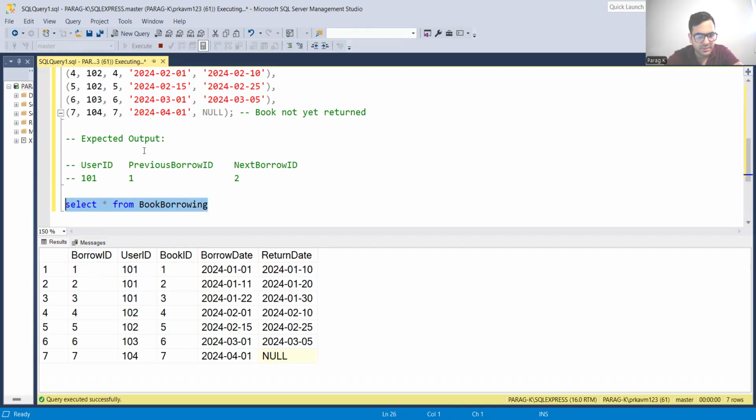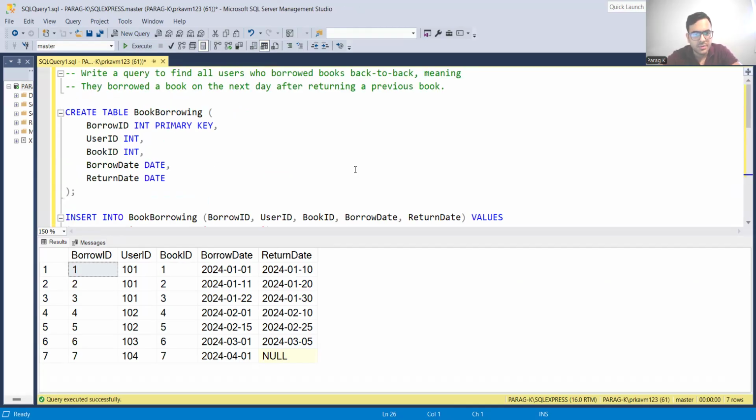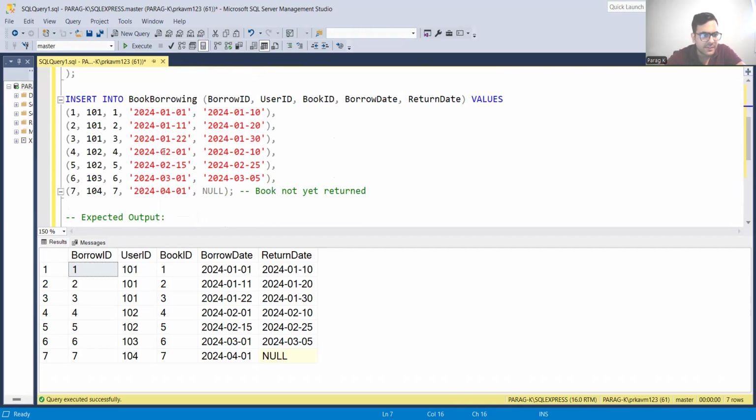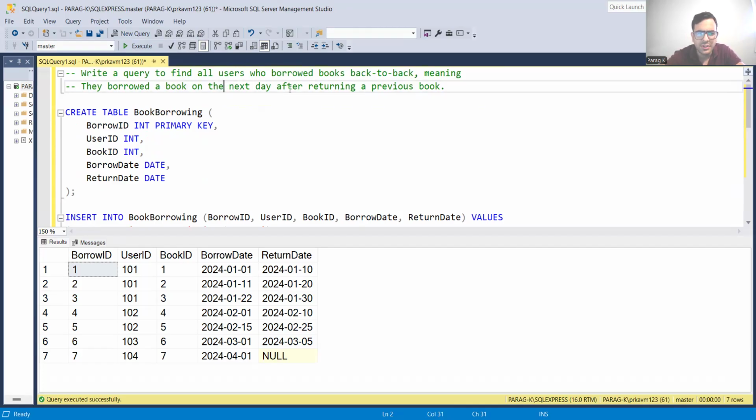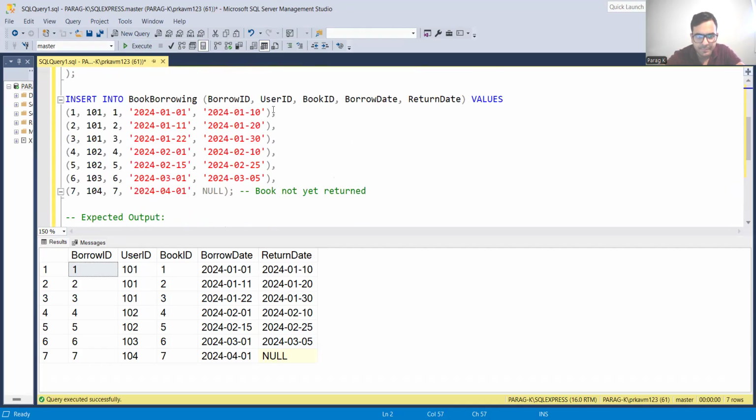Okay, so this is the table that we have. What does the question say? The question says, write a query to find all the users who borrowed back to back, meaning they borrowed a book on the next day after returning a previous book. So observe one thing: the return date was this one, and then another book borrowing was done again. So we want people who borrow books back to back. That's the basic theme of the question that we're trying to solve here.